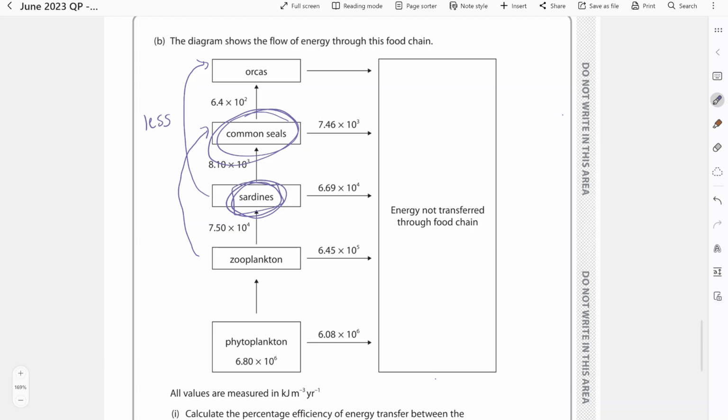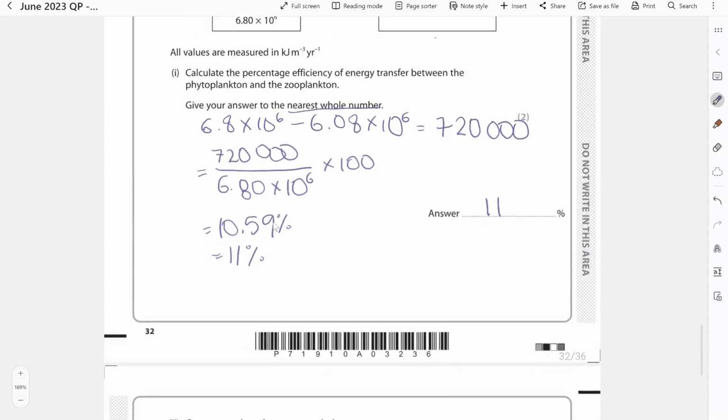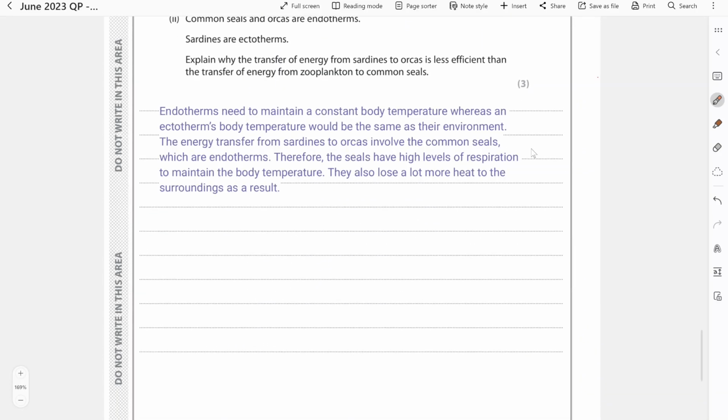So they don't need all of that extra energy, or they don't need a high metabolic rate in order for that to happen. Okay, let's write this out. You'd have to mention that endotherms need to maintain a constant body temperature. And I wrote that common seals are endotherms.